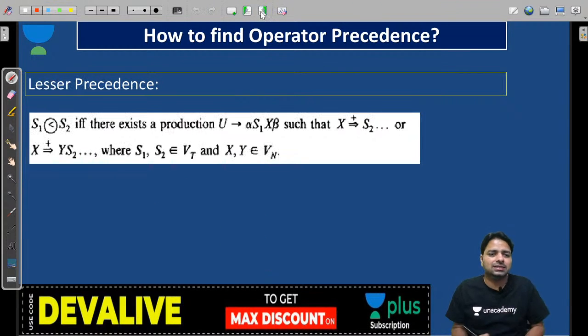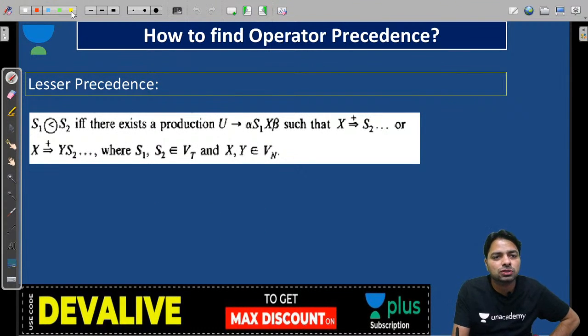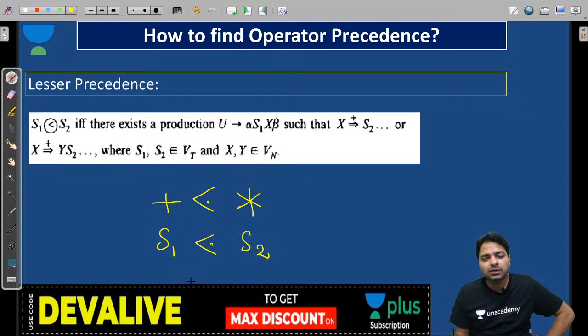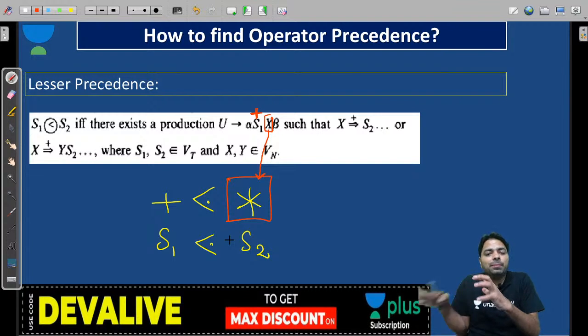We'll slowly practice. And lesser precedence: suppose you are saying plus is lesser than star. That means S1 is less than S2. Then who is going to be more? The star is going to be more. So you will have plus here, and capital X will derive this star. So star should come from the bottom.